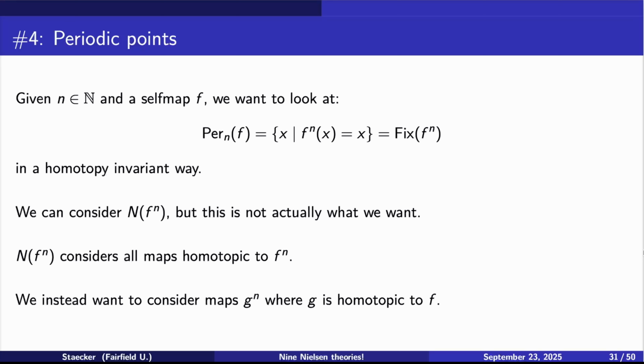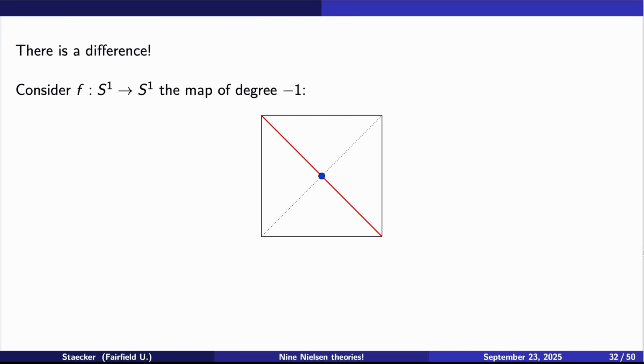This is more restrictive, right? We don't want to change f to the n into some other map. We want to change f into some other map and then look at the iterations of that other map. This is more restrictive. And there is a difference. Here's an example. Here is very simple. This is the map of degree 1. It has one fixed point, and this one fixed point cannot be removed.